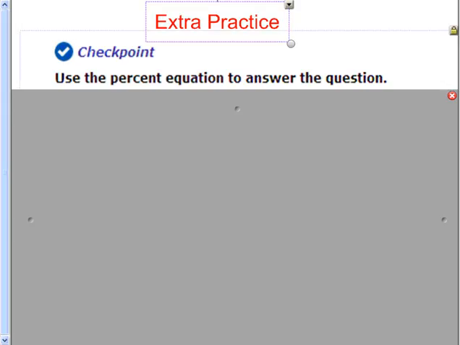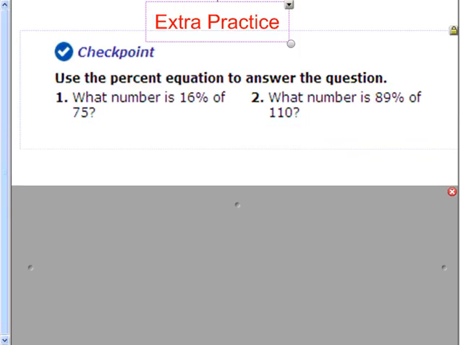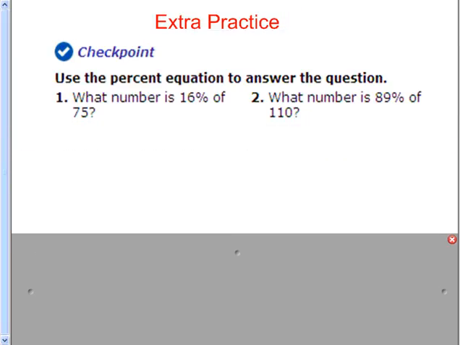Now at this point, you may be ready to go ahead and try the checkpoint questions after example 1 in your note-taking guide. And if you are, go ahead. I'm just going to do a couple more examples, extra practice for those who need it. So I'm going to look at number 1.